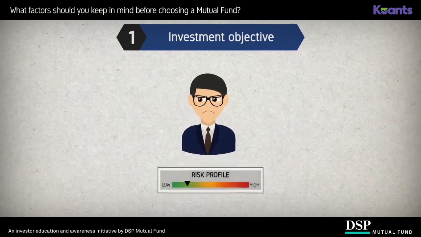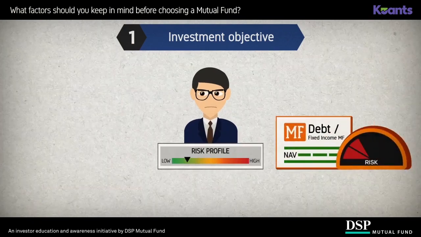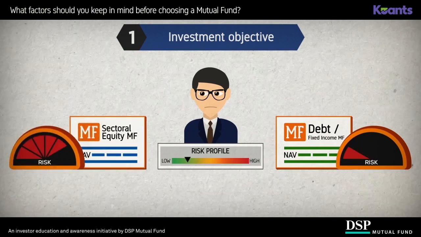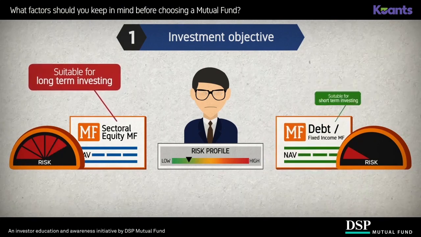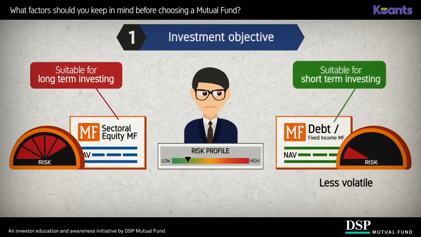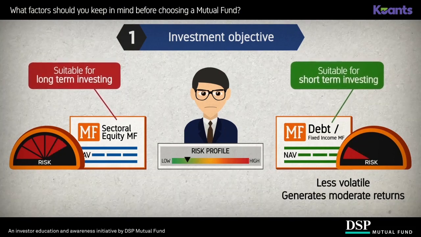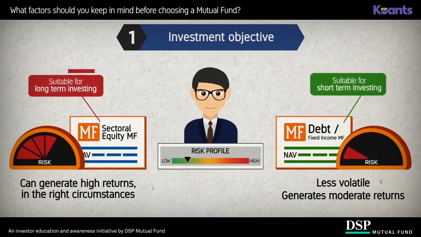Considering your life stage and risk profile, you would have been better off investing in a low-risk debt or fixed income fund. Unlike a sectoral fund which can be risky unless you remain invested for 5 to 7 years, a fixed income fund is suitable for shorter time horizons as its price does not fluctuate much and it can help generate moderate returns as well. Remember that the product you chose wasn't at fault, it simply did not match your needs.